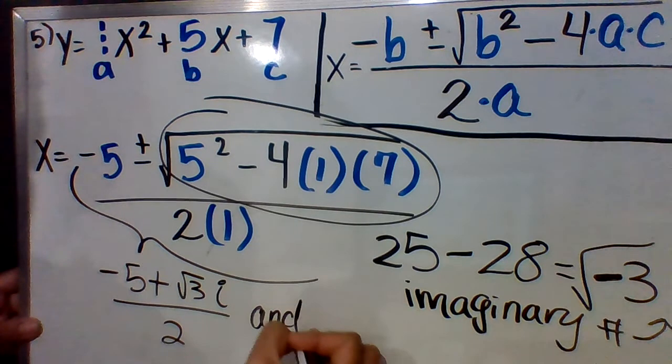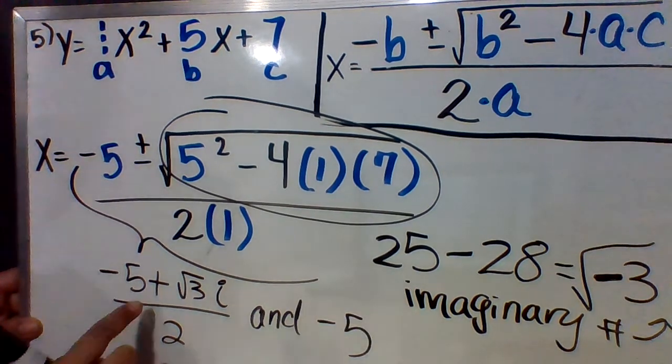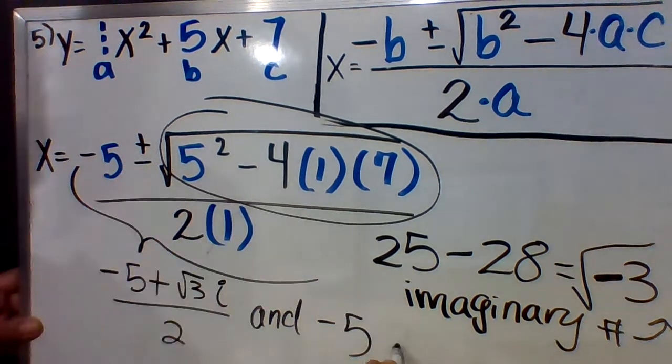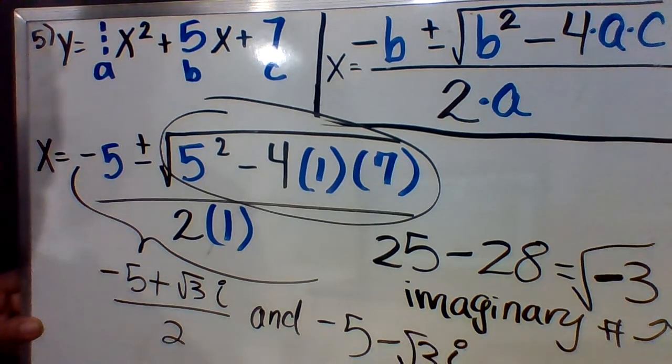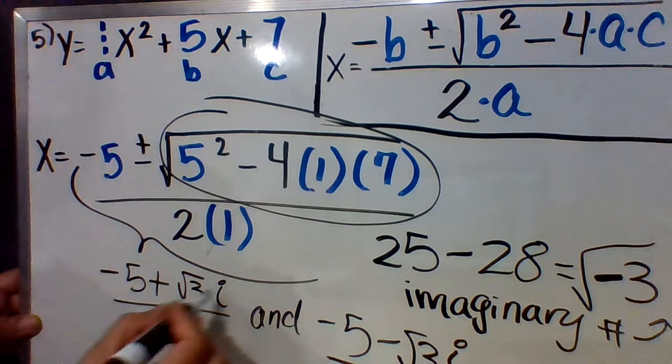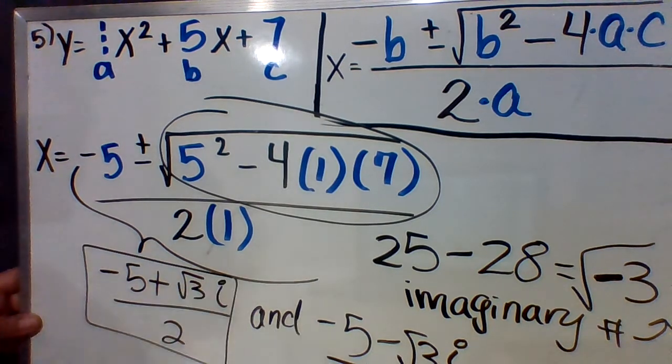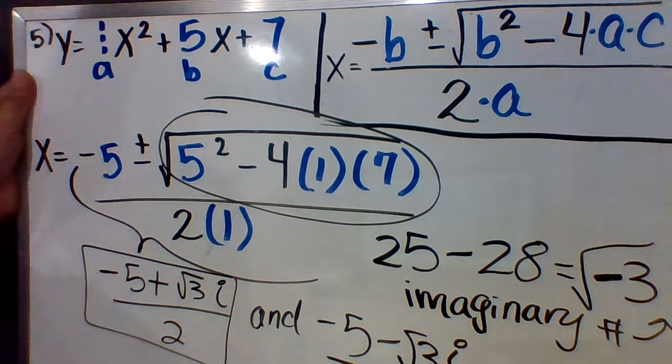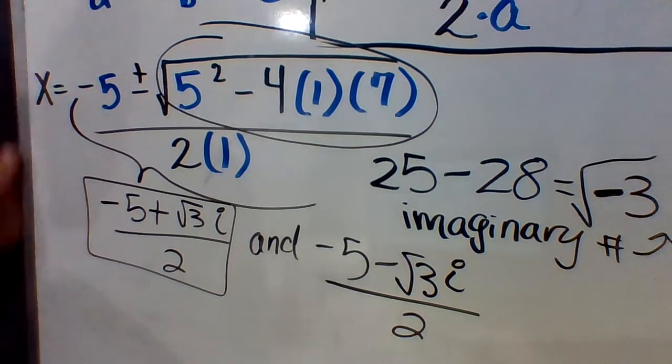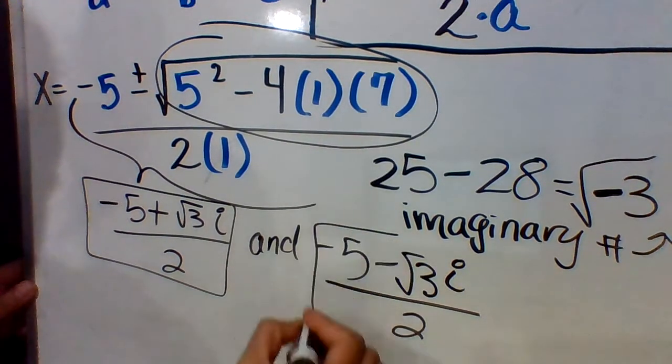And the other answer is negative 5 minus square root of 3, and then the i for imaginary. So those are our 2 answers. They are imaginary. Sorry, you couldn't see that.